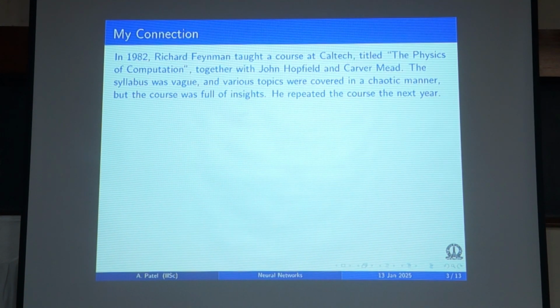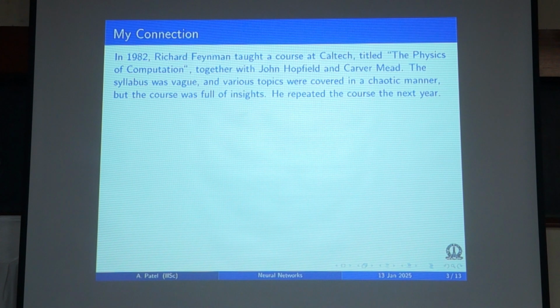I start with my connection to this subject. There was a course called Physics of Computation. It was created and taught by Richard Feynman together with John Hopfield and Carver Mead. And it was just announced with a very vague syllabus, no definite scheme of how the grades would be evaluated. Topics were just off the cuff. Probably the instructors thought of whatever they were dreaming about the previous night. They just landed up there and told us about it. But it had very important insights, and that was the interesting part. I have some scribbled notes from those days, but if I look at them, they don't look very comprehensible.